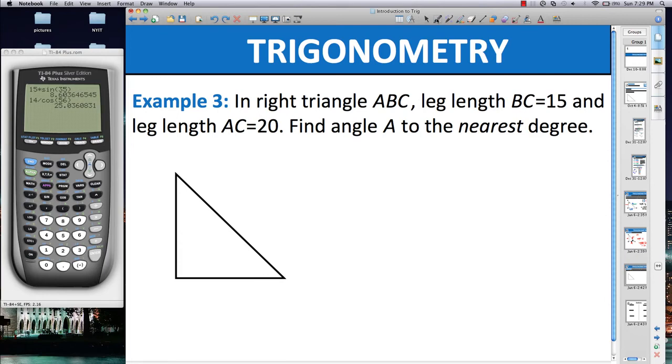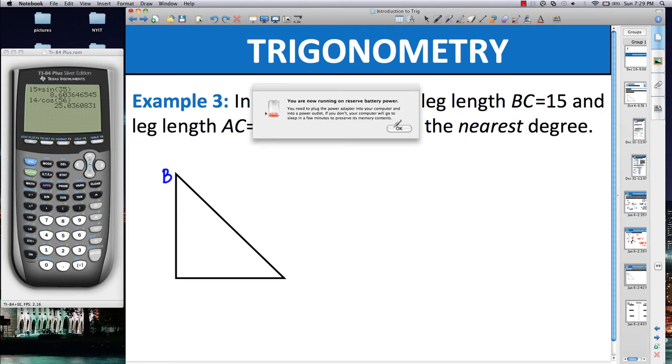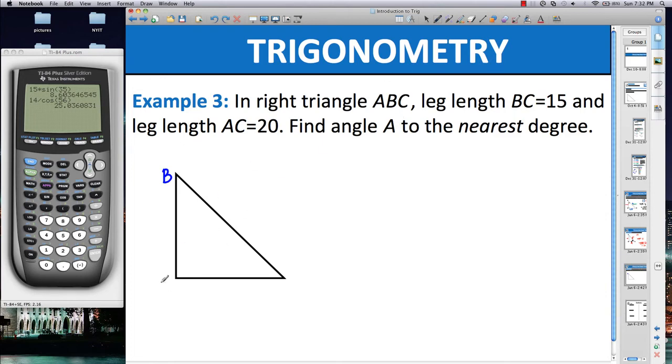We'll take a look at one more different type of example. It tells us the length of the leg BC is 15. So the length of BC is 15. The length of leg AC is 20. So our triangle needs to be labeled like this, where the hypotenuse is left alone. Now it says find the measure of angle A to the nearest degree. So let's call this theta. We'll get in the habit of using that symbol there.